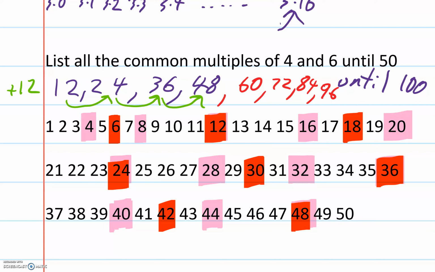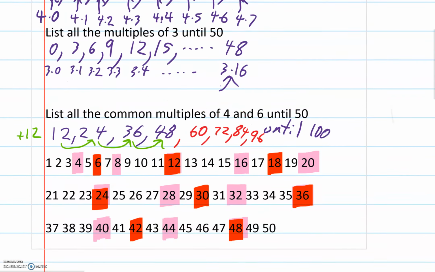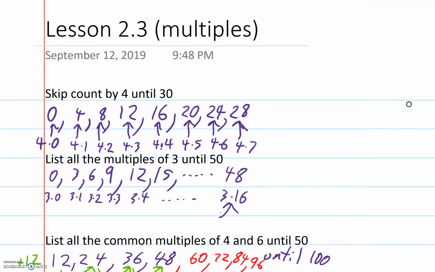So those are a couple different ways you can use multiples. And the next topic is going to be factors, which is very similar, but you'll get to that shortly.